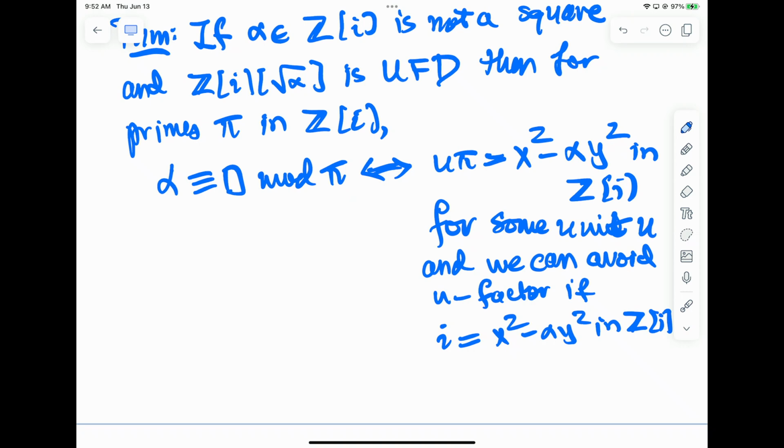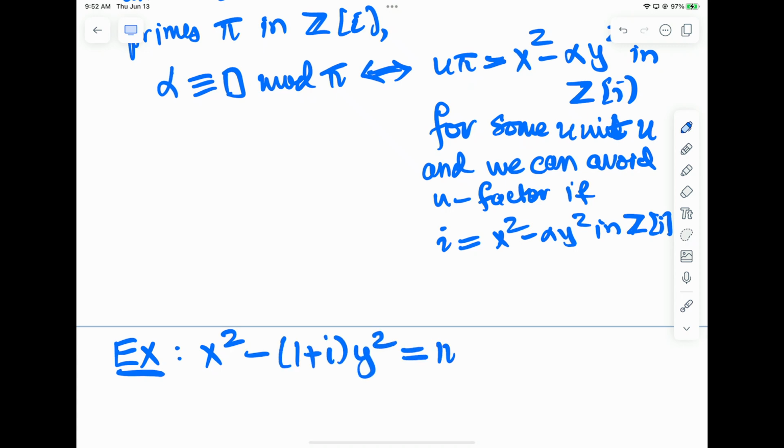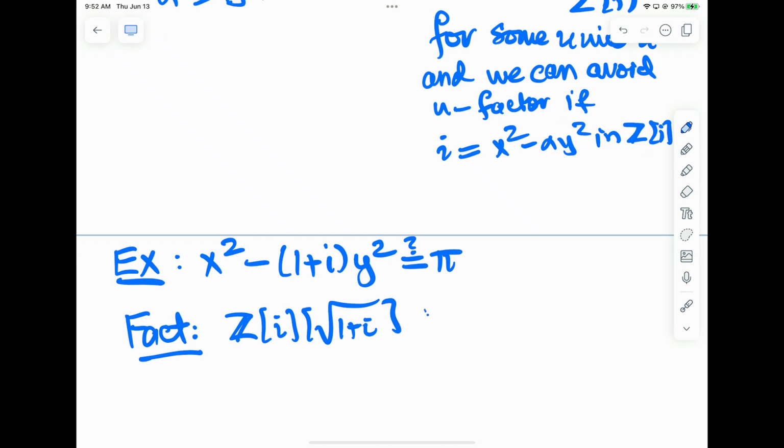So let's do an example, and we'll end with this example. Let's think about x squared minus (1 plus i) y squared equaling a Gaussian prime. It turns out, and this needs some algebraic number theory, if you take the ring Z[i][the square root of 1 plus i], so I'm taking the square root of a quadratic thing, this is a rank 4 ring over Z. I can get rid of i, because if I know root 1 plus i, I can square it and subtract 1 and get i. So this is the same ring.